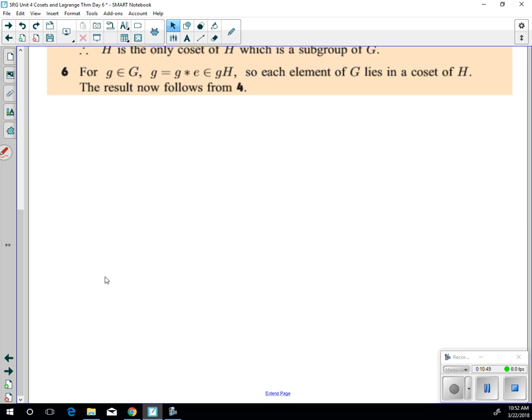Okay, so basically what this starts with is that H is a subgroup of G, with the same operation. So that means that E of H is an element of H, because it's a group since it's a subgroup, and E of H is equal to E of G since H is a subgroup of G.